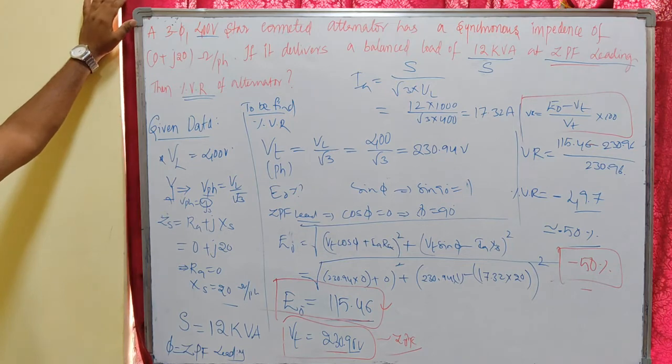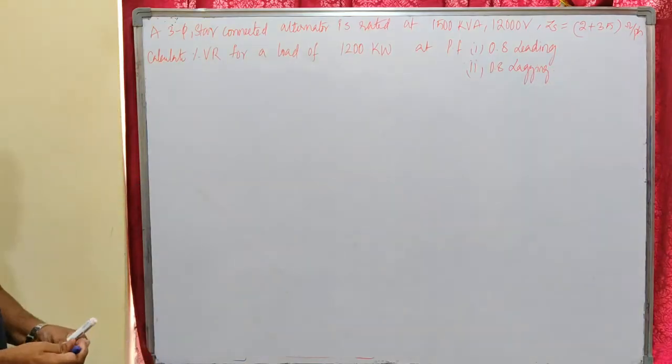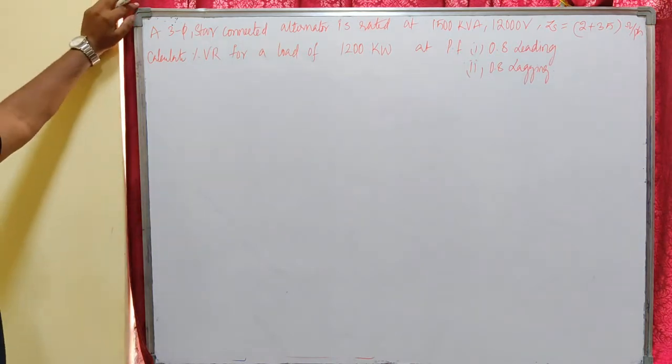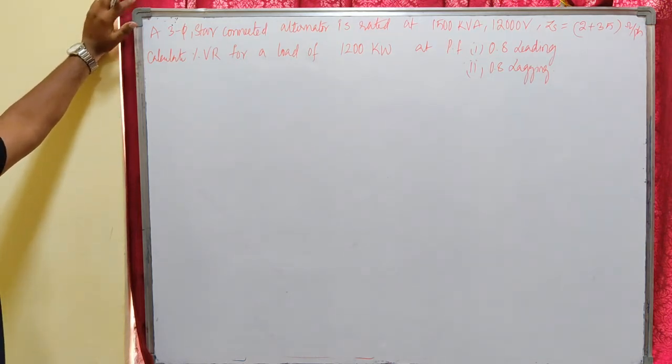So let us try to have another problem with a lagging power factor. Let us have one more problem on our voltage regulation concept. Here the problem is a 3-phase star connected alternator rated at 1500 kVA, with terminal voltage of 12,000 volts, and a synchronous impedance having an armature resistance of 2 ohms plus armature synchronous reactance of 35 ohm per phase. Then calculate the percentage voltage regulation for a load of 1200 kilowatts at 0.8 power factor leading and lagging. We have two problems here, for leading power factor and for lagging power factor.